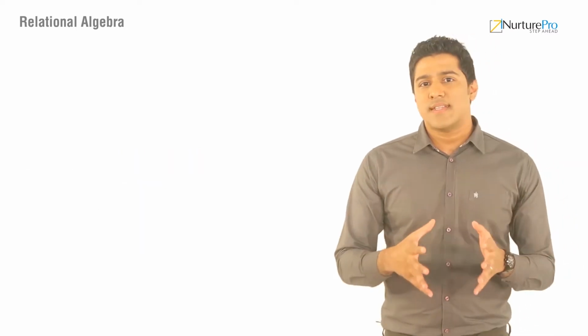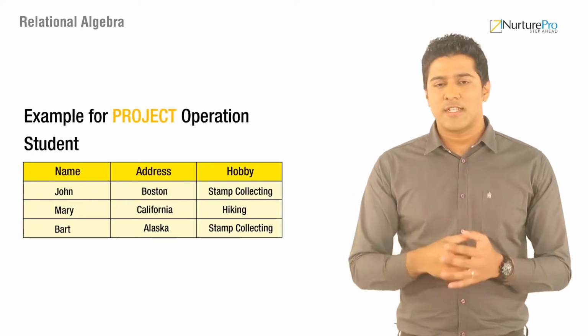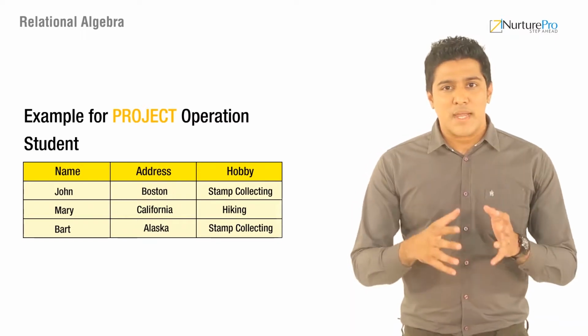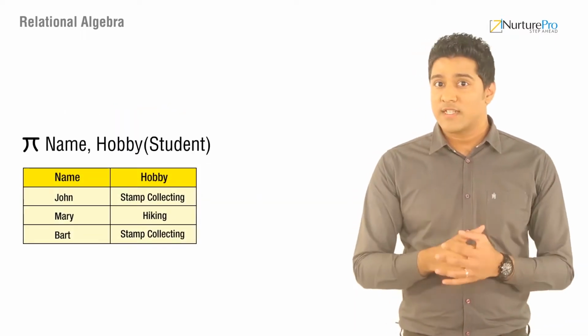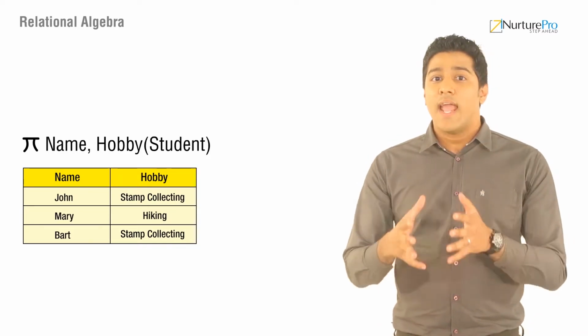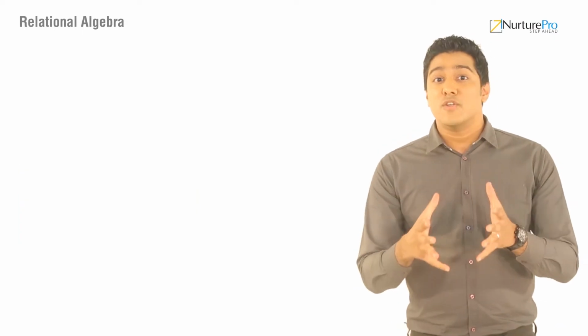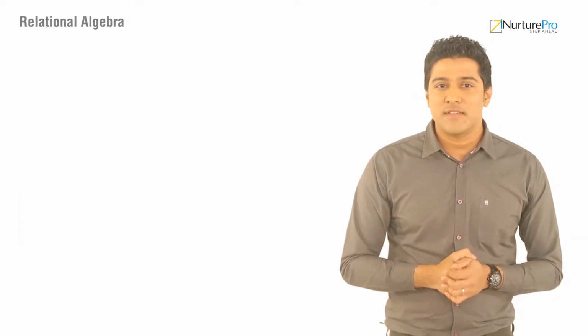Now let us look at an example for project operation. Consider the student table shown on screen. By applying the Boolean expression shown on screen, it selects and projects attributes of the names and hobbies from the student table. Now let us take a look at what a union operation is.